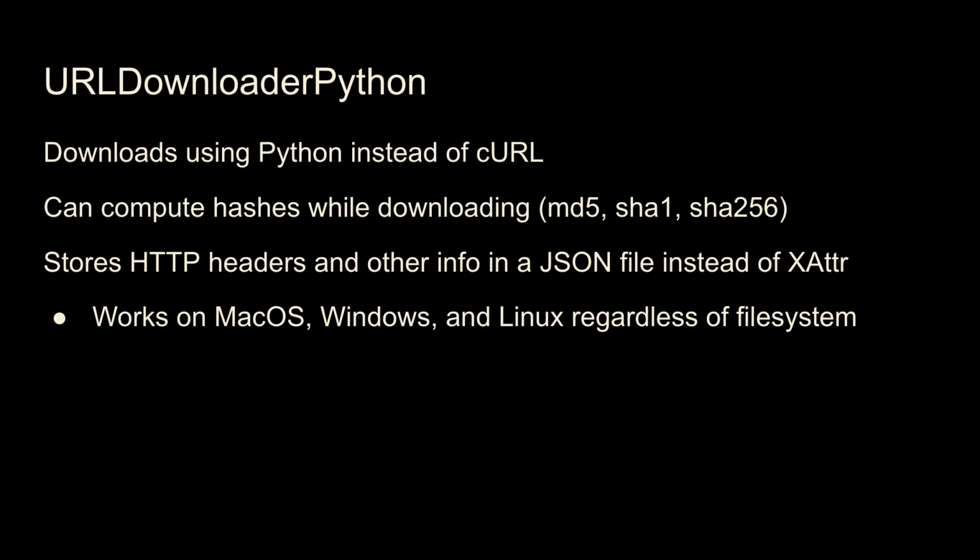If you've ever tried to do some of this in a Docker container, that doesn't work with file system attributes. On an NFS share, that doesn't work with file system attributes. There's all kinds of ways where URL Downloader fails, where URL Downloader Python works. So if you're not using this, I would recommend it.